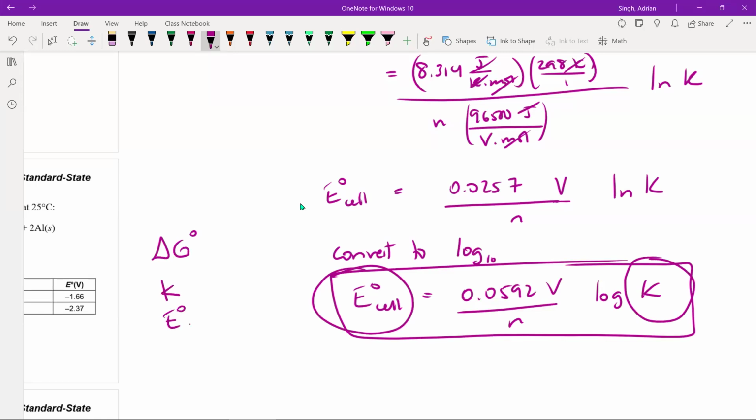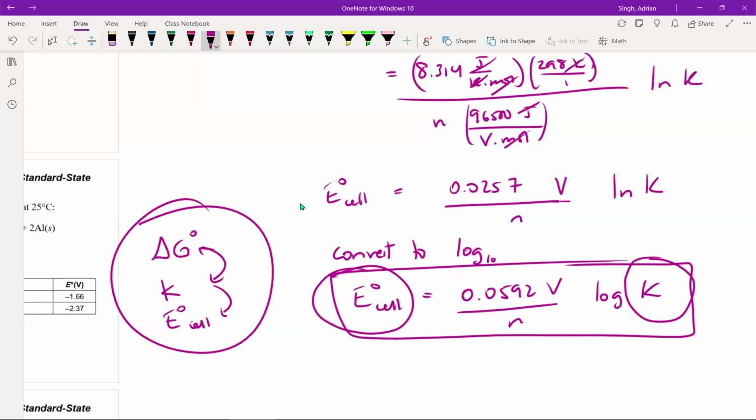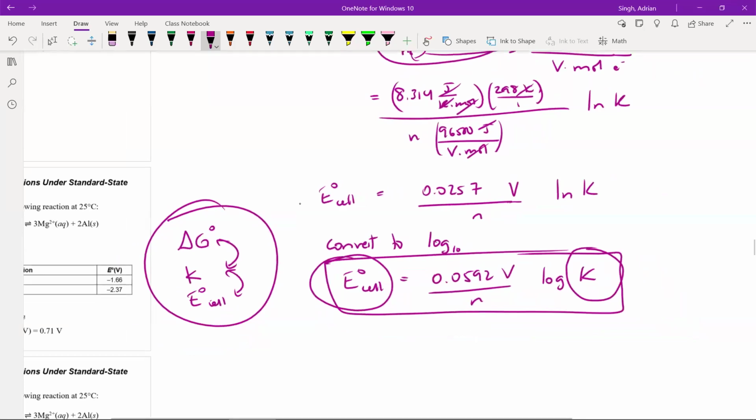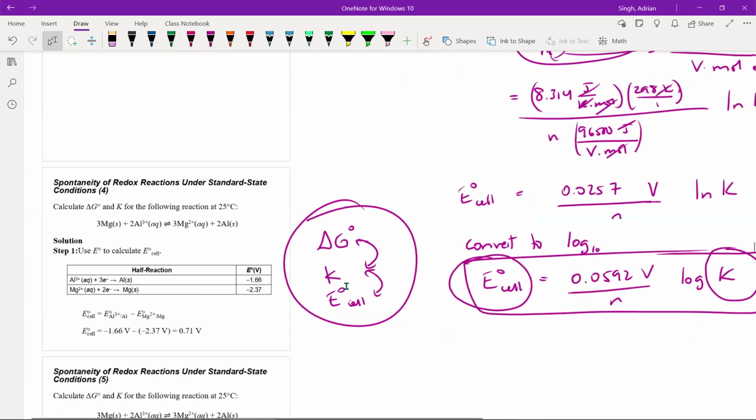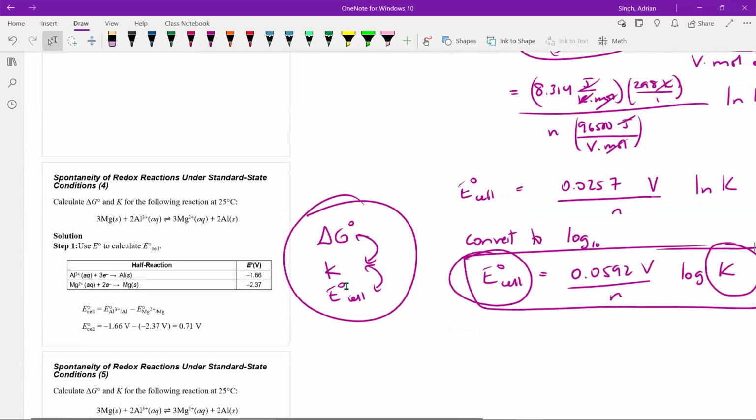So if we know any one of the three quantities, delta G, K, or E of the cell, we can calculate any of the other variables just by using any of those equations that we've seen previously. So they're all related to each other. And we've just gone through and done a really quick derivation of this last equation that we have down here, just by making some equalities. Okay, so let's take a look at a couple examples of how we can use these equations to solve for any of these variables.